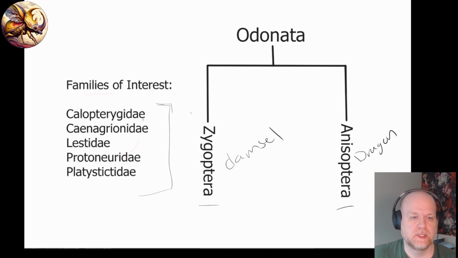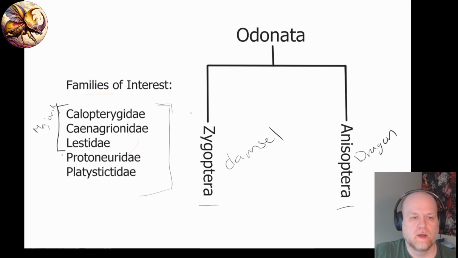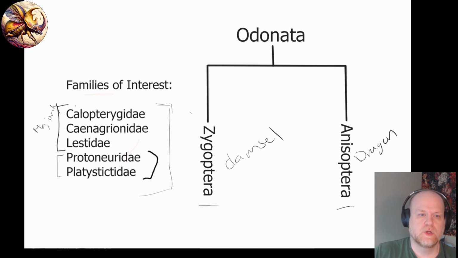So you have the Calopterygidae, the Coenagrionidae, the Lestidae, the Protoneurids, and the Platystictids. Of these five families, really these first three are the important ones. These are the majority. The Protoneurids and the Platystictids are very rare in the United States. They're only found in the Southwest, and there's only, I believe, 3 genera amongst these two families. So we're not going to be super concerned about those two, although we will look at them.